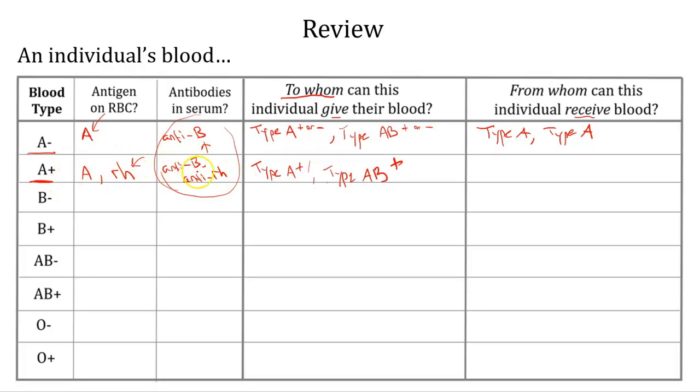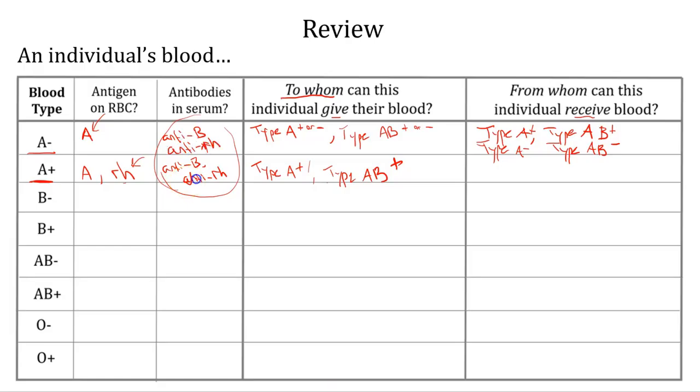For the next one down, they are going to have anti-B and anti-Rh. So you could receive from... I should maybe clarify here. You can receive from type A positive or type A negative, and type AB positive or type AB negative. Okay, the positive or the negative you can receive from. Oh, you know what? I've got this backwards. My apologies. This wasn't confusing enough. I got this all backwards.